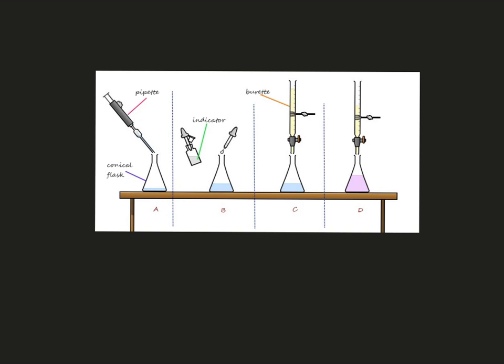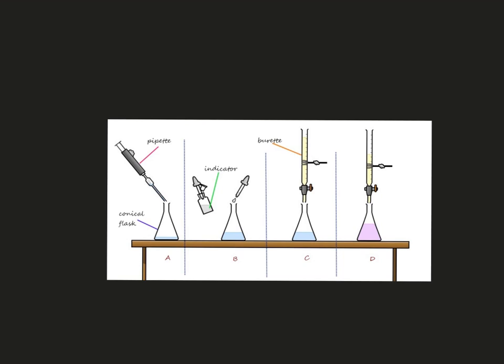The equipment we need for this technique includes a conical flask, and in this conical flask we have our analyte or our unknown solution, a pipette which delivers an accurate volume of our analyte, a burette which delivers a solution of known concentration, which is called the titrant or the standard solution, and finally an indicator which changes color when the analyte has been neutralized by the titrant.